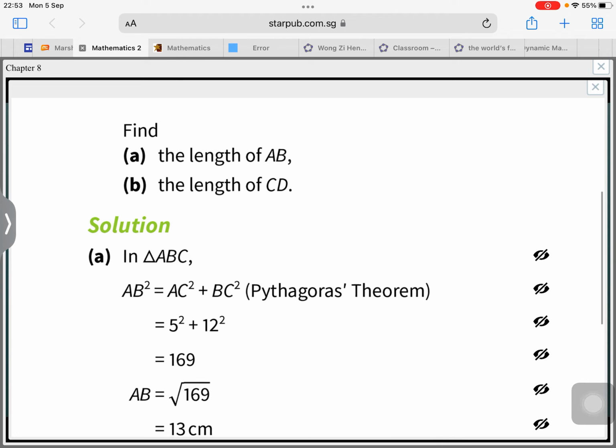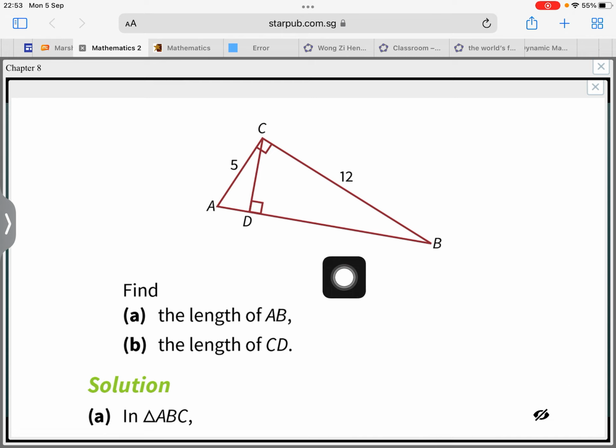So now that we have found AB, they ask you to find the length of CD. Then you're wondering, how do I find the length of CD? If you look at it from a right angle triangle, I don't know what is AD, I don't know what is DB, I cannot find CD. So this links back to one of the questions we did at the last part of this worksheet, that we can make use of the concept of the area.